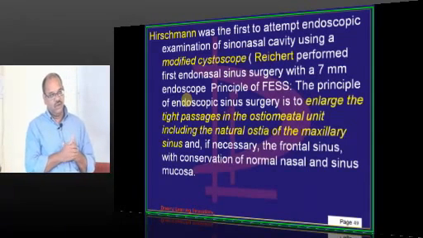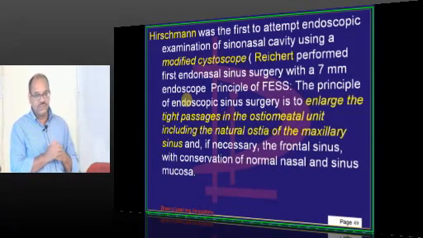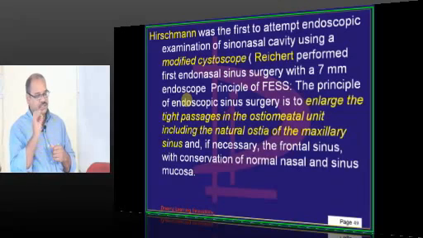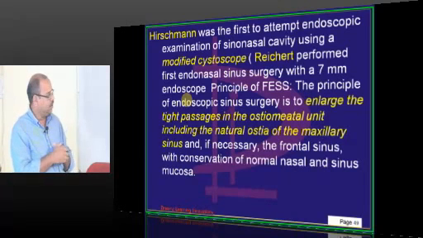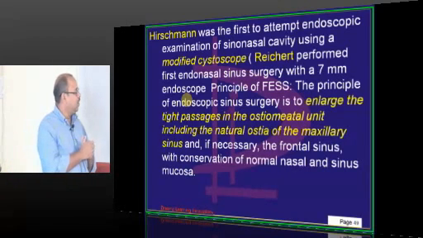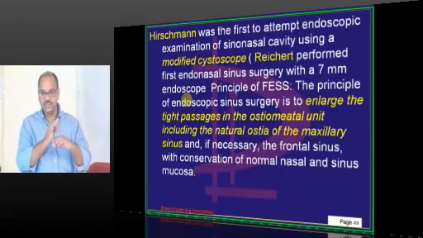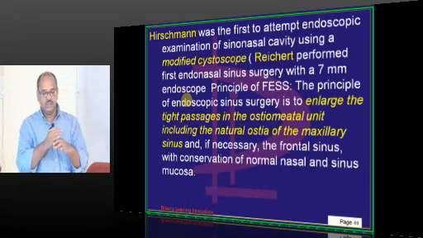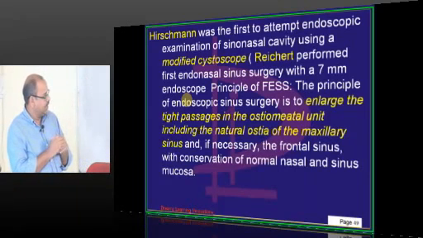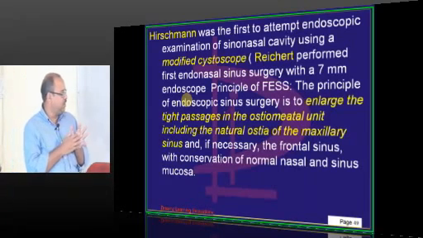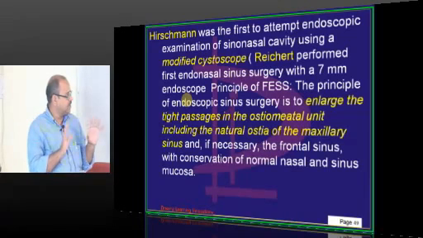Hirschmann first described the use of the endoscope in the nose, and he did it with cystoscopes. Cystoscopes, you know, are for the examination of the urinary bladder. A cystoscope is very long, so a shorter version of it was first described by Hirschmann, and then he enlarged the tight passages in the osteomeatal unit, including the natural maxillary sinus ostium.